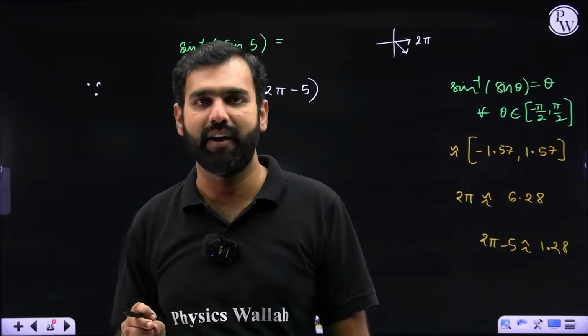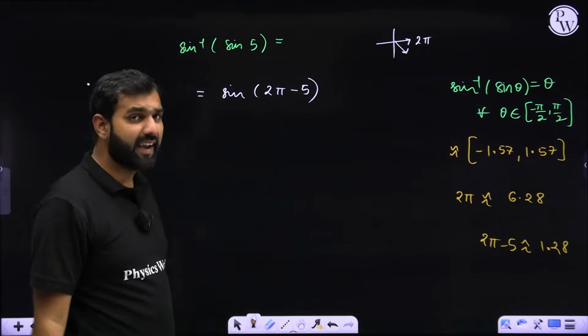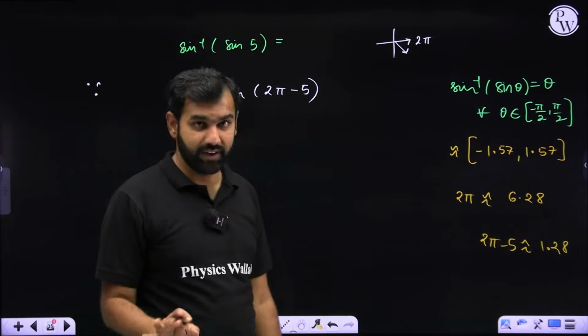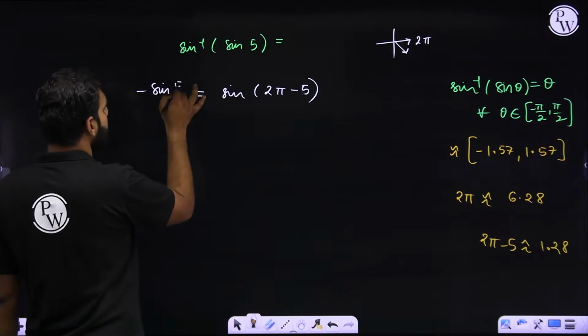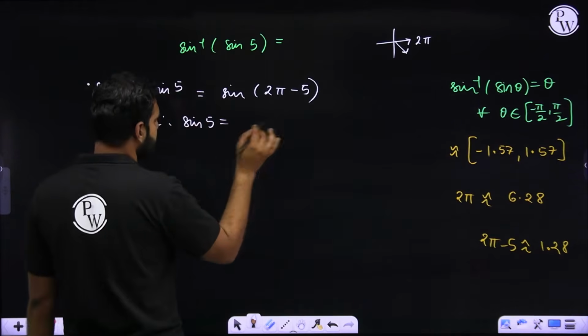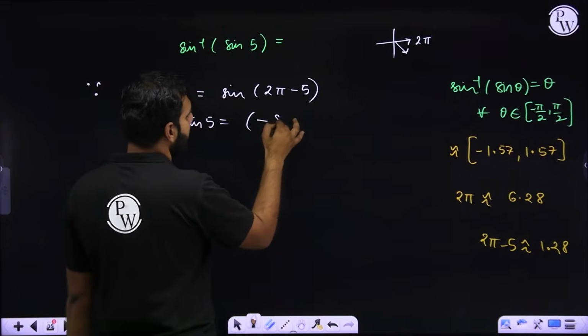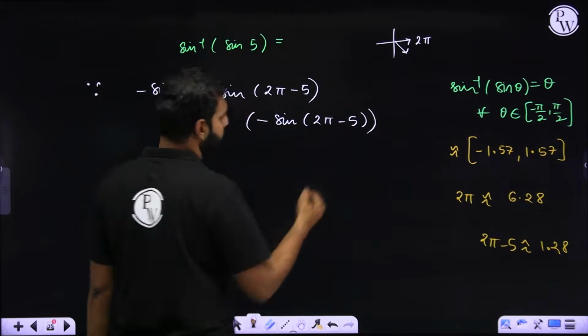This is how you can see it directly. Don't go for the value 5 here. In the fourth quadrant, we all know that sine is negative. But because of 2 pi, the ratio wouldn't change. So I'll write it as minus sine 5, which means sine 5 can be written as minus of sine of 2 pi minus 5. Can I say so?